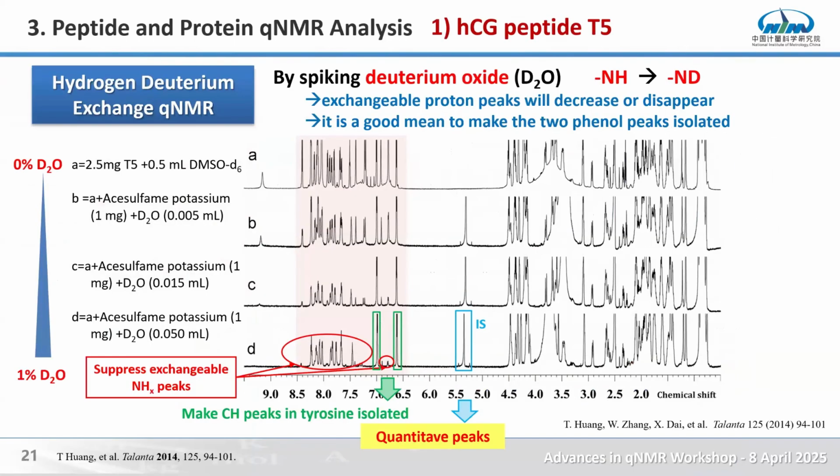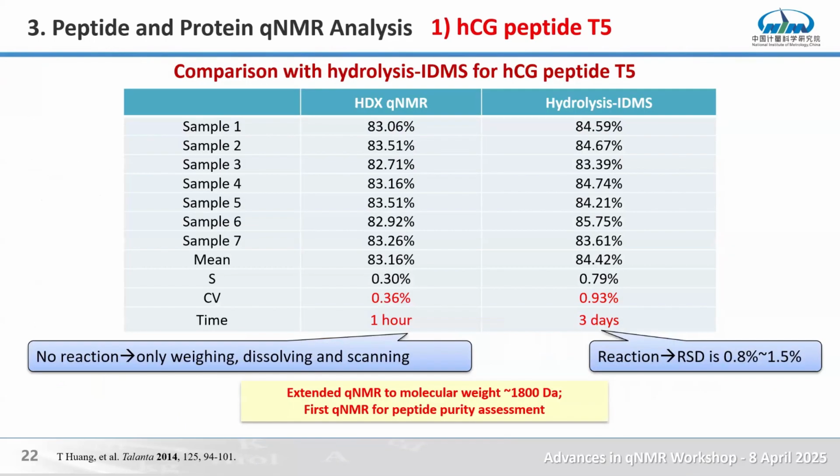What we tried is to add different amounts of deuterium oxide into the sample, and by comparison, we found that 1% deuterium oxide is sufficient for accurate quantification. As we can see, the peaks of exchangeable protons decrease and almost disappear, and the isolated non-exchangeable CH protons were then applied for quantification.